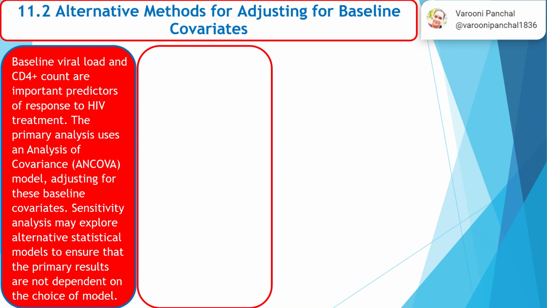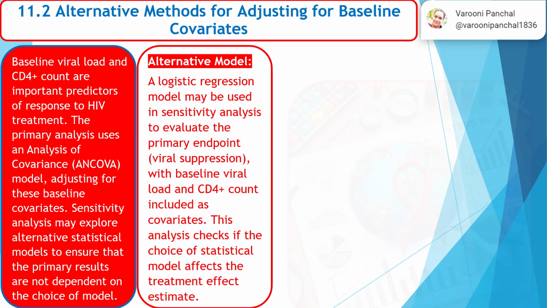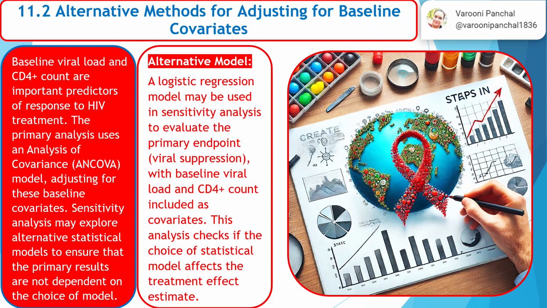Sensitivity analysis may explore alternative statistical models to ensure that the primary results are not dependent on the choice of model. Alternative model. A logistic regression model may be used in sensitivity analysis to evaluate the primary endpoint, viral suppression, with baseline viral load and CD4 plus count included as covariates. This analysis checks if the choice of statistical model affects the treatment effect estimate.